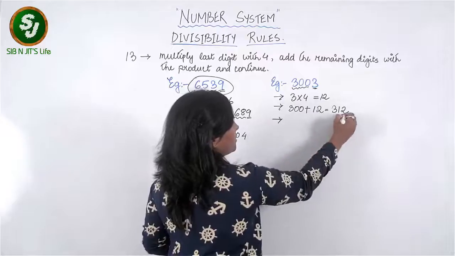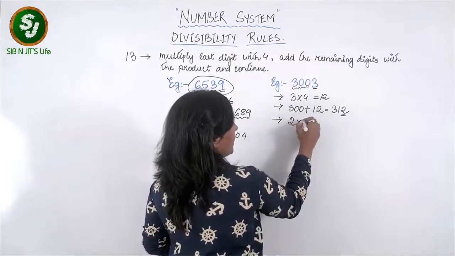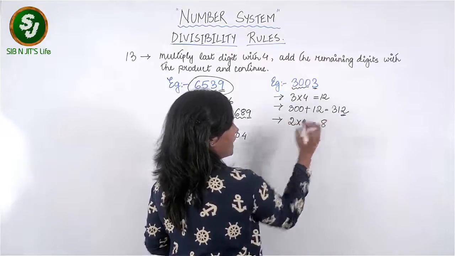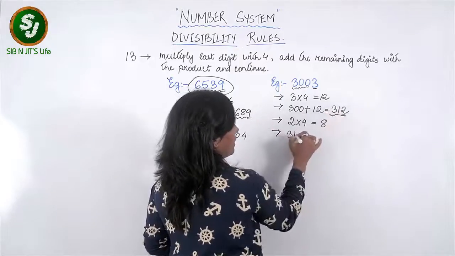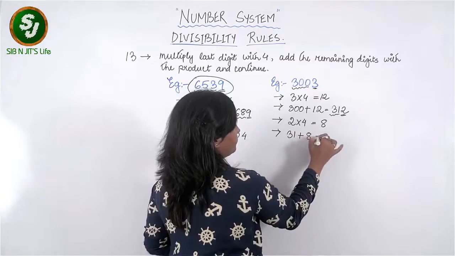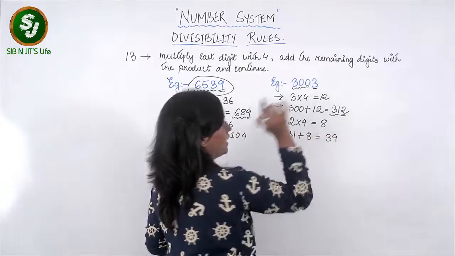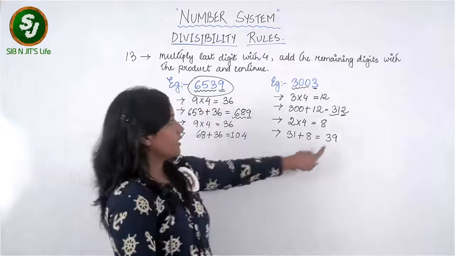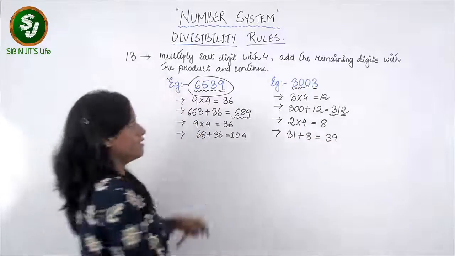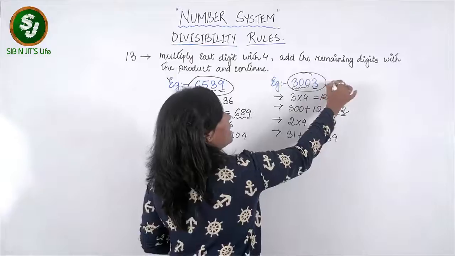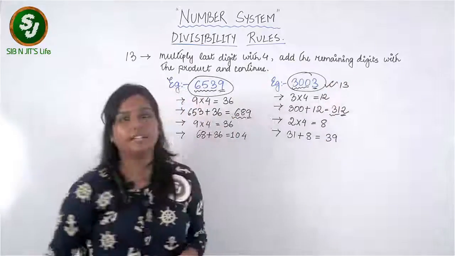Continue this process. We have 2 here, 2 into 4 will give us 8. Then the remaining digits are 31 plus 8, 39. So here the answer is 39, which is again divisible by 13. That means this whole number will be divisible by 13.